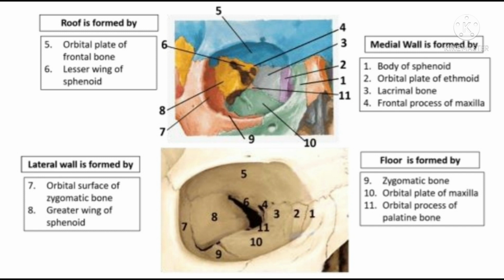Next is the lateral wall, which is the strongest of all the boundaries. It is formed by the orbital surface of the zygomatic bone in the front and the orbital surface of the greater wing of the sphenoid behind. And the mnemonic for this wall is SZ. Here 7 represents the orbital surface of the zygomatic bone and 8 represents the greater wing of the sphenoid.